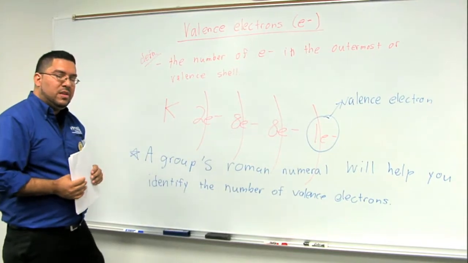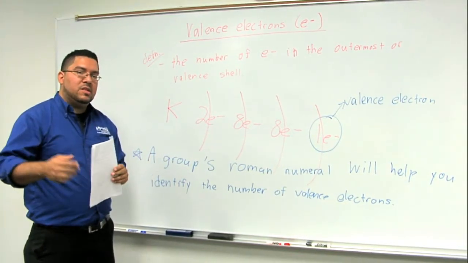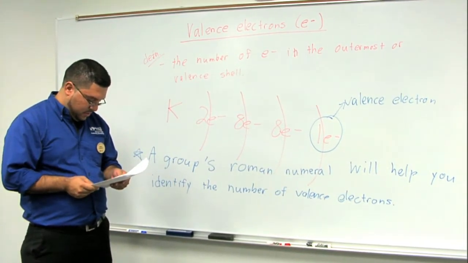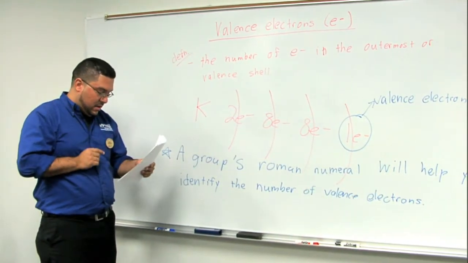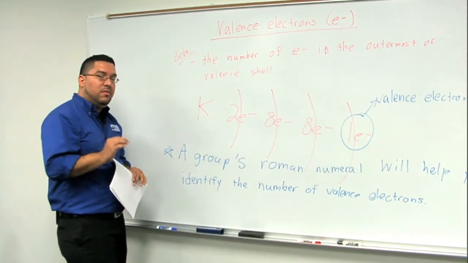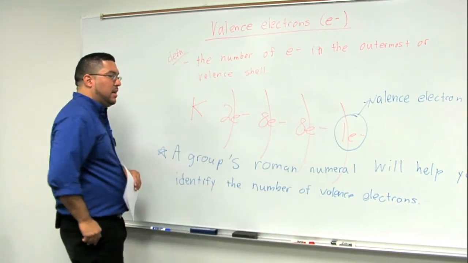Next, we'll be providing you a slide with a few questions, and then the next slide will have the answers following. The next thing we're going to do is start looking into the octet rule, and we're going to see how valence electrons tie into that concept.